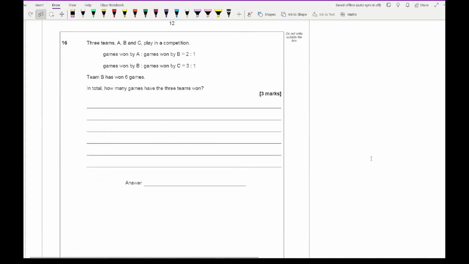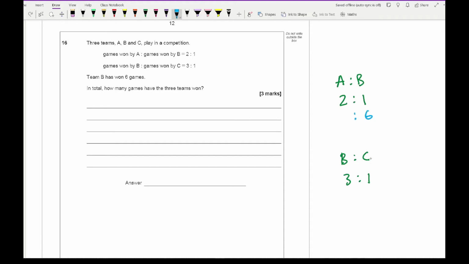Moving on to question 16, it says that 3 teams A, B and C play in a competition. The ratio of games won by A to games won by B is 2 to 1. Games won by B to C is 3 to 1. Team B has won 6 games. In total, how many games have the 3 teams won? So if you just write down A to B, that's 2 to 1, and we've got B to C, which is 3 to 1. Now we know that B is 6 games.